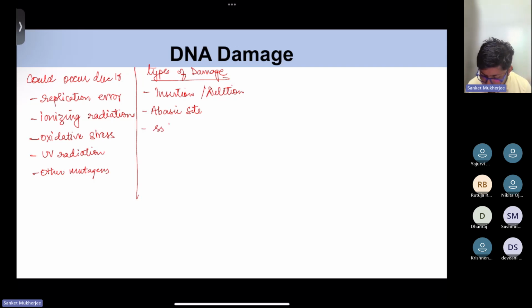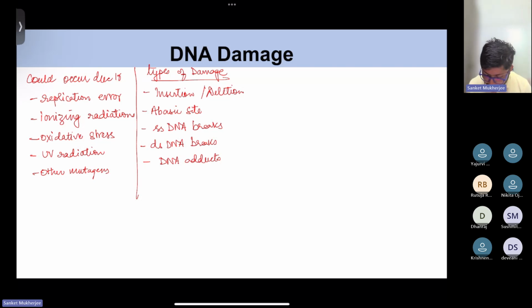There could be single-stranded DNA breaks. DNA is a double helical structure, with two strands. In one of these strands, there could be breaks. There could be nicks or breaks. There could be double-stranded DNA breaks as well. Apart from that, there could be DNA adducts. These are some extra structure that comes up and joins the DNA, and it again causes some problem.